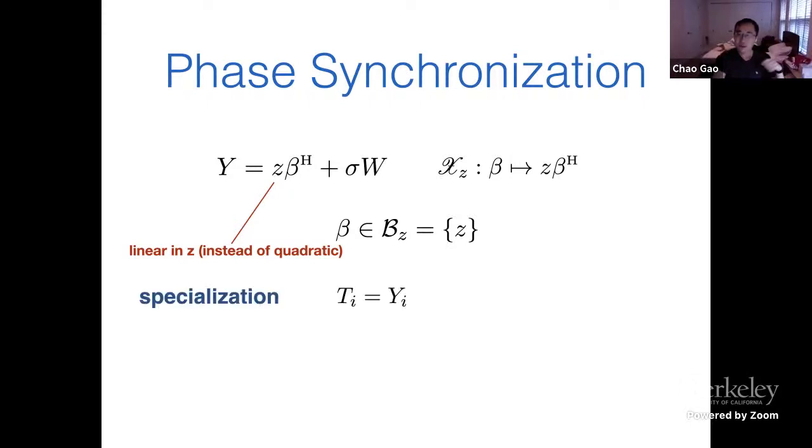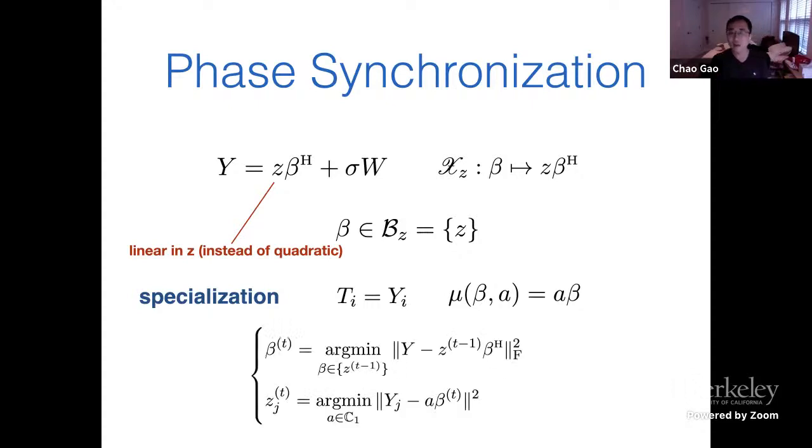And the local statistic is just the ith column, or you can also use the ith row of the data, yi. And the mean function is a times beta, okay? With these two choices, we can write down the general iterative procedure as is. Okay, so let's try to solve these two optimization problems.